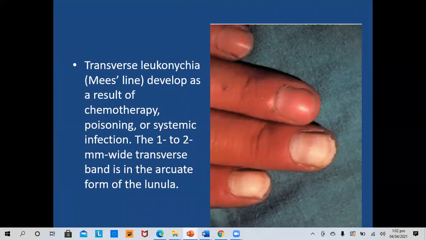Transverse leukonychia. You can see the transverse white lines, which are called Mees lines. It results from the use of chemotherapy, poisoning, or systemic infection. These Mees lines are 1 to 2 millimeter wide transverse bands in arcuate form originating from the lunula.